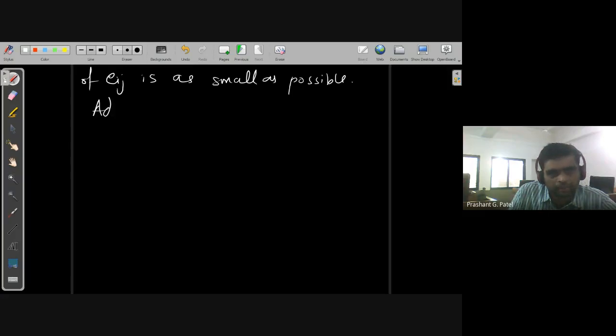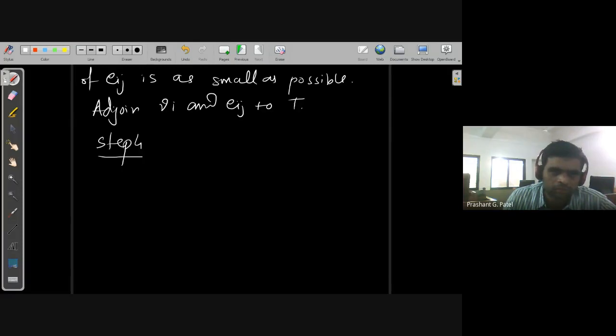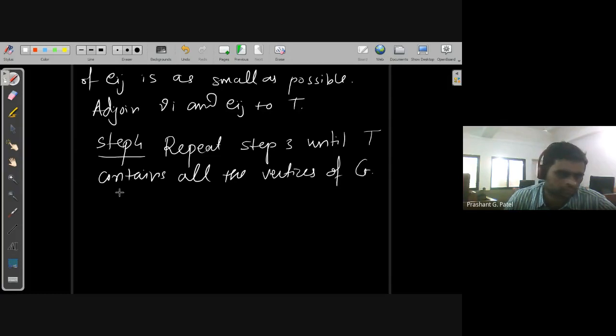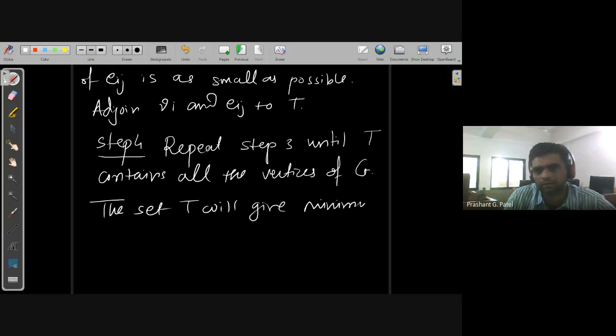Once you choose that, adjoin them. Adjoin VI and EIJ to T. Step number 4: repeat step 3 until T contains all the vertices of G. Then you will have the set T, which will give a minimum spanning tree of the graph G.